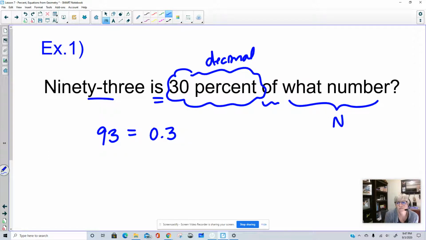And we're going to divide both sides by 0.3. If you're doing this by hand, we would want to notice that we're dividing by a decimal, so we have to move the decimal in the denominator, and move it in the numerator as well. So 930 divided by 3. 310 is my number.